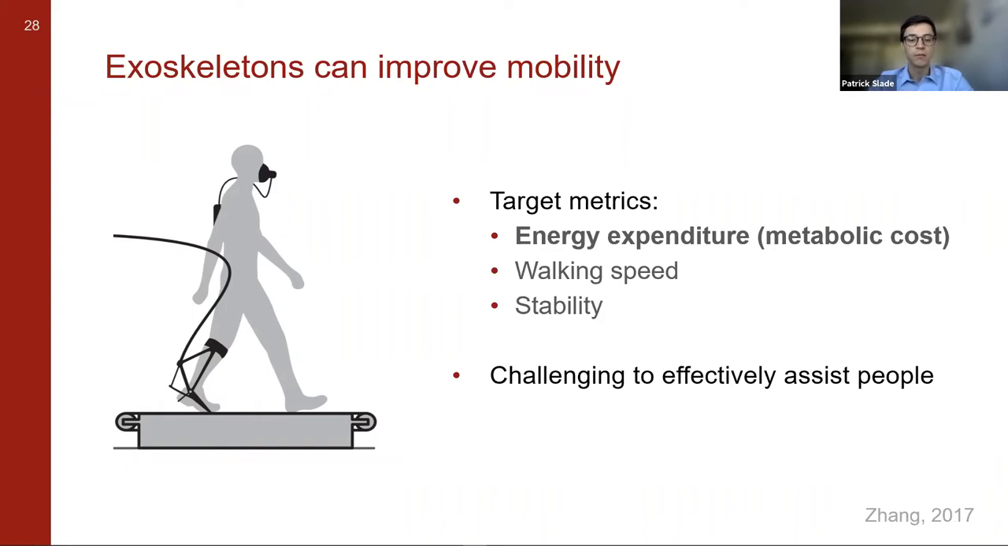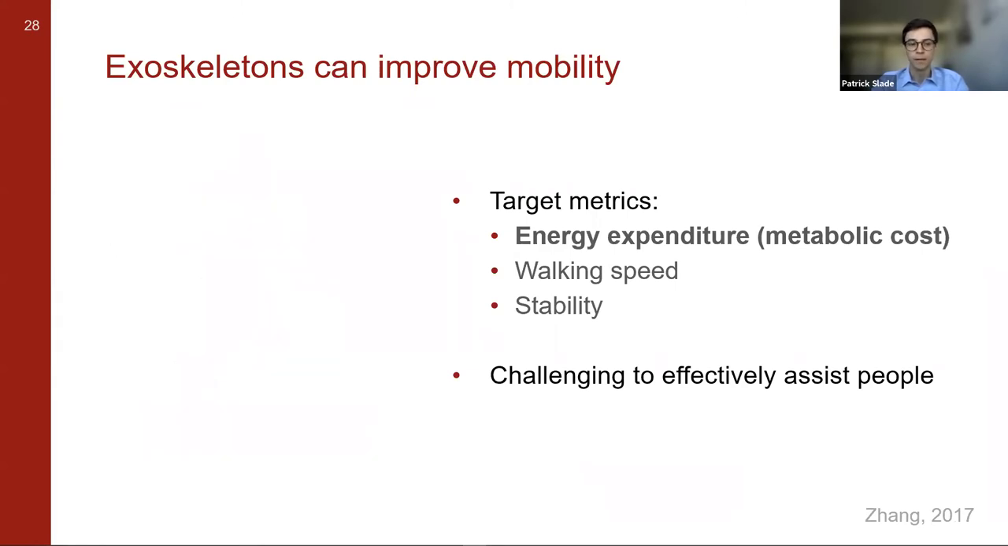But the trick is that it's really challenging to effectively assist people. So there have been hundreds of designs that have failed to provide any benefit. And really only in the last decade or so have we seen any systems which can improve any of these metrics for the user. This is due to a couple factors. So one is improved technology. So we have better motors and batteries. Another is we've started to think about how to really tune the assistance for a person, and customizing this assistance provides a really significant improvement to these benefits.